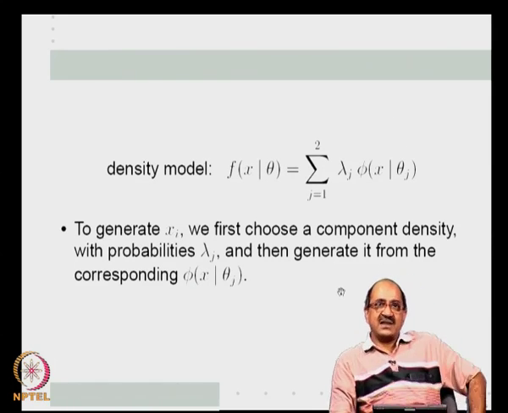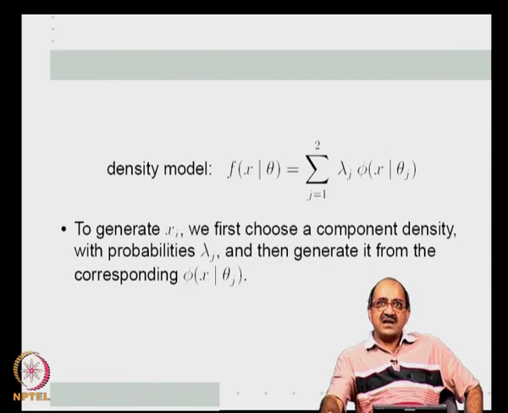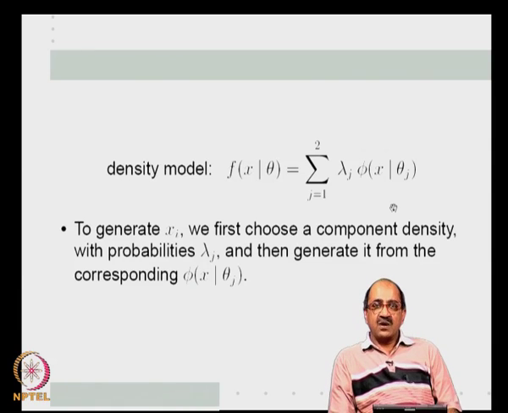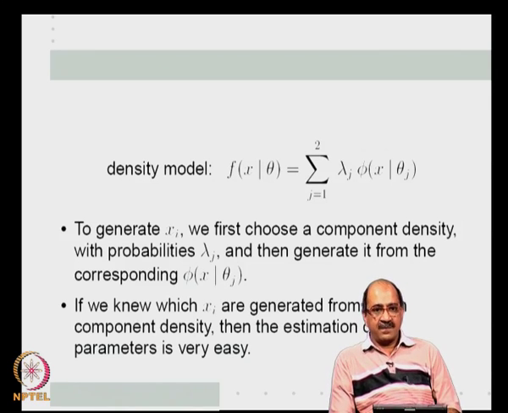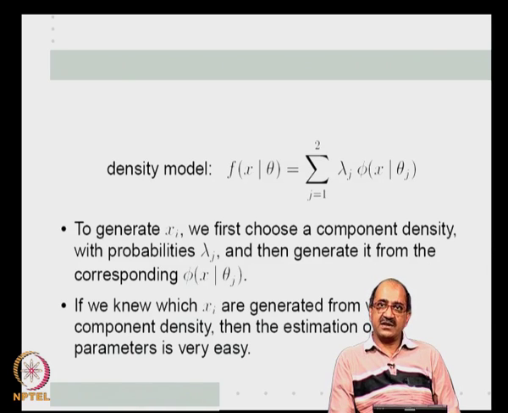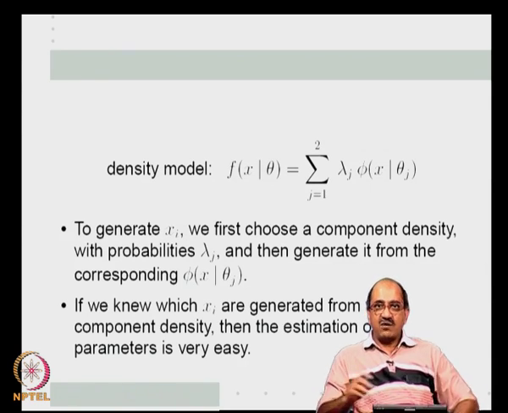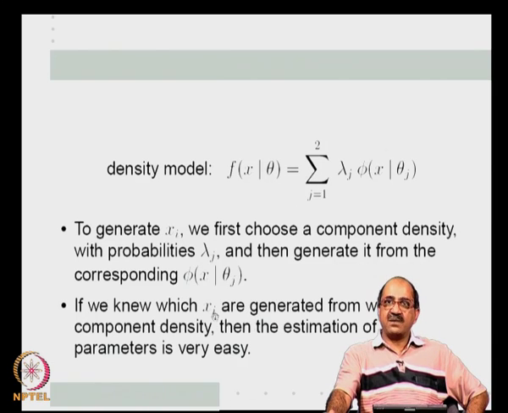So, each xi, finally, is generated either from phi(x | theta 1) or phi(x | theta 2). Only thing is, I do not know which xi is generated from which density, right? Because that I am not told. Probabilistically, some xi are generated from phi(x | theta 1), some xi are generated from phi(x | theta 2), and this probabilistic or stochastic choice is controlled by lambda 1 and lambda 2. That is how I am going to generate my sample. That is how IID samples come from such a mixture density.